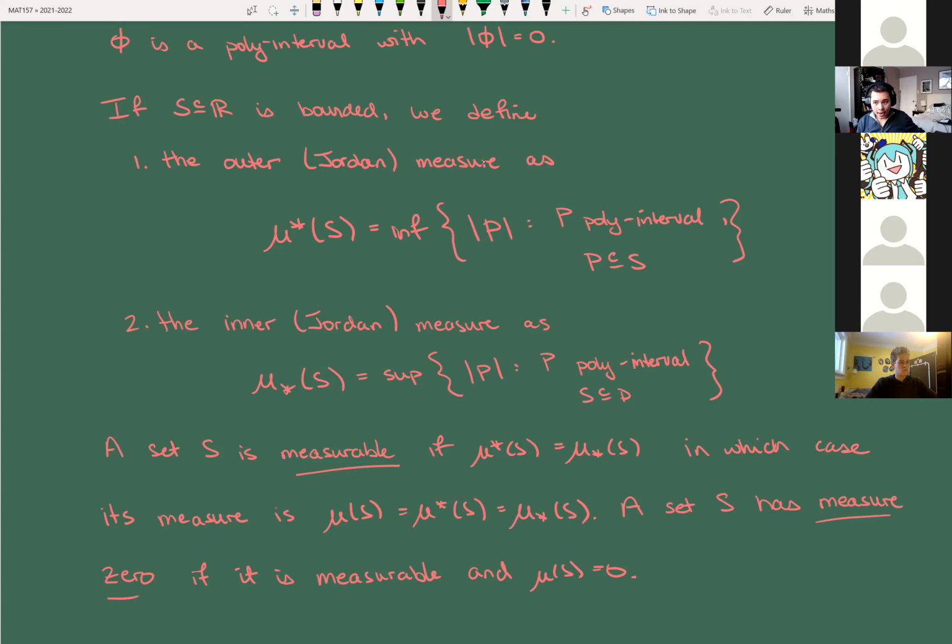And we do the same thing as with integrals. We over approximate the area and take an infimum. We under approximate the area, we take a supremum, and it's measurable, i.e. we can actually determine what its area is if those two numbers are equal.